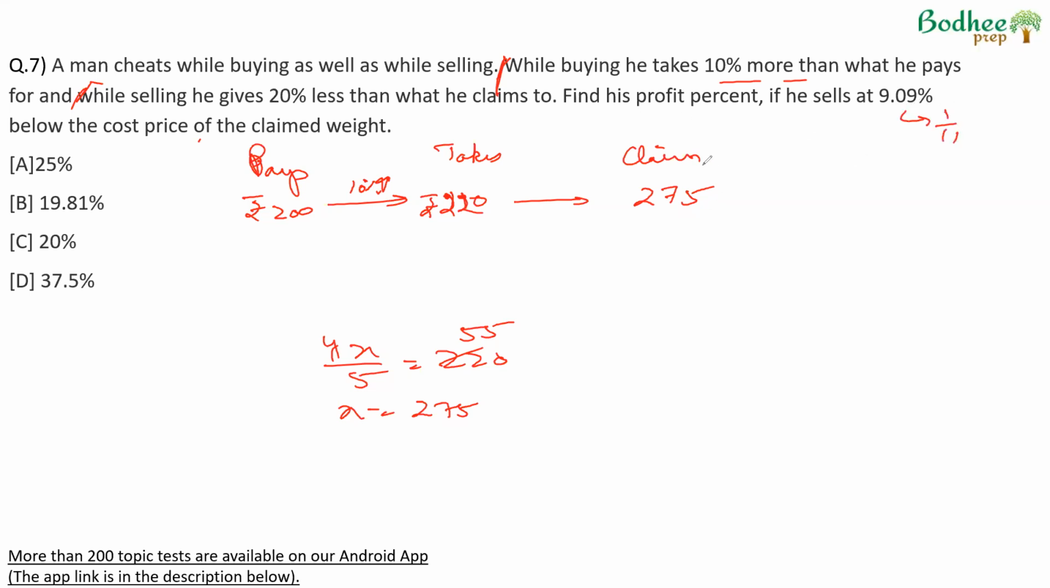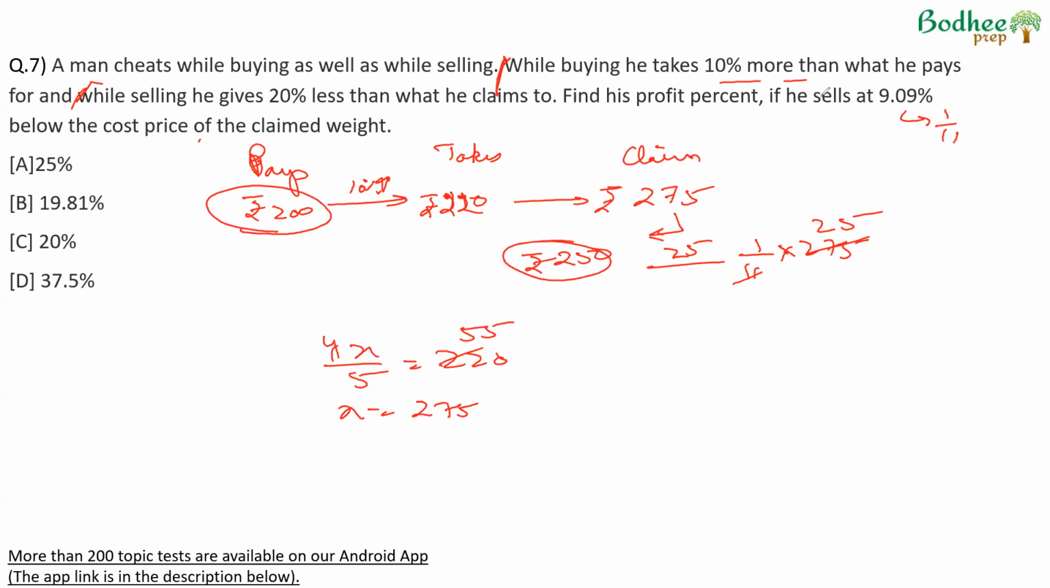So when he claims to have 275 rupees worth of item, when actually there is only 220 to give, he gives 1 by 11 discount on this. 1 by 11 of 275 will be 25. So instead of 275, he will only charge 250 rupees. He paid 200 rupees for the item, but he's charging 250 rupees. So to find his profit percent, it's a profit of 50 on a base of 200. Therefore 50 by 200, which is 25%, would be his overall profit.